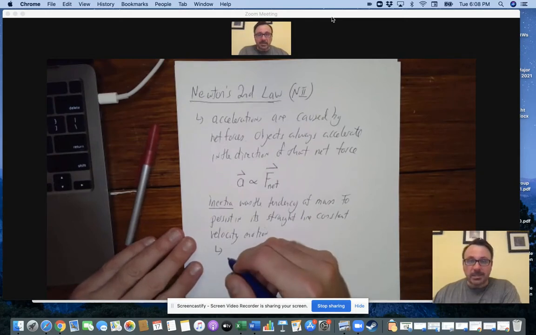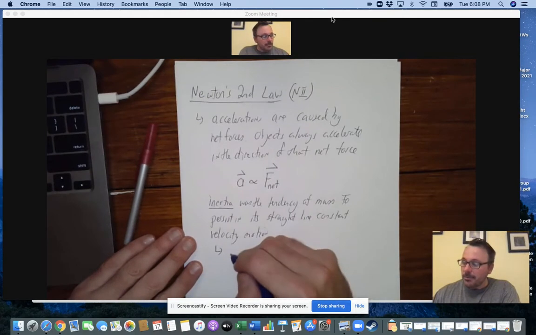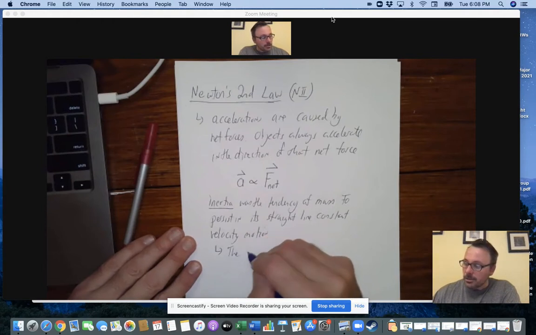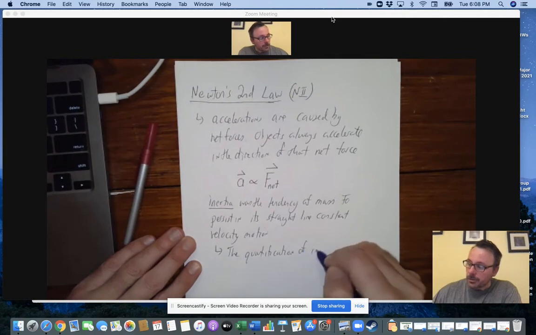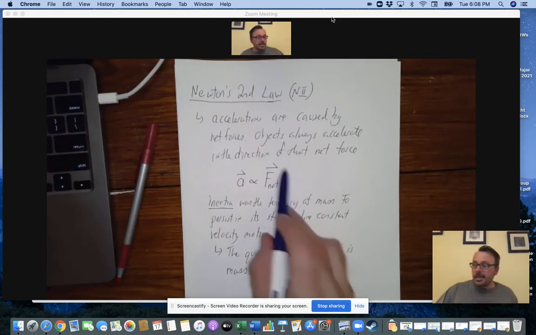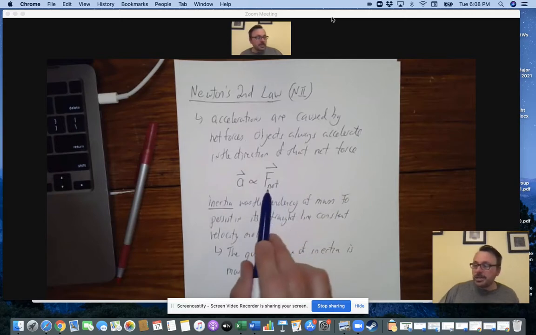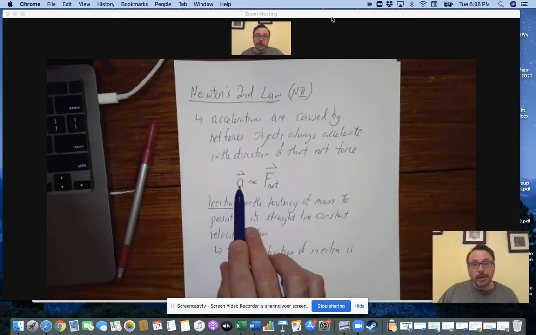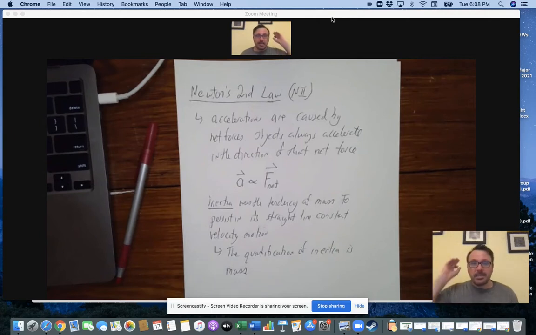More massive objects have more inertia. As we said before, the quantification of inertia is mass, or mass is the quantification of inertia, however you want to phrase that. So what does that mean? Well, this is where it takes on its role. This statement tells us as long as there's a net force, that object will accelerate. Doesn't matter anything else. Net force exists, it must accelerate.